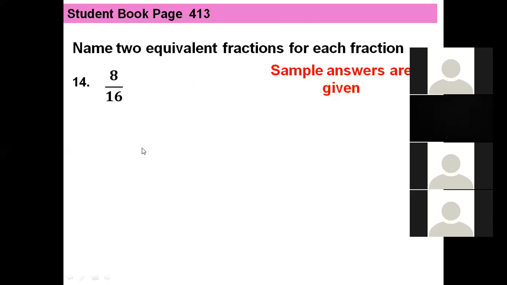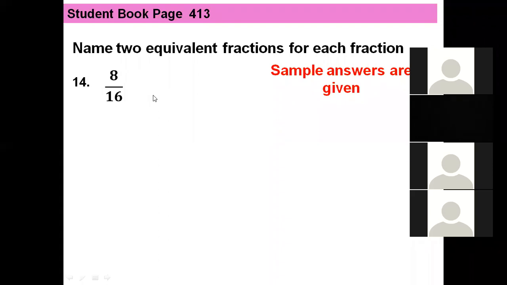Okay, we may multiply or divide by a number. So here, if we choose, for example, to divide by 2, 8 divided by 2 is 4. 16 divided by 2 is 8. So you need to choose a number and an operation to make an equivalent fraction.